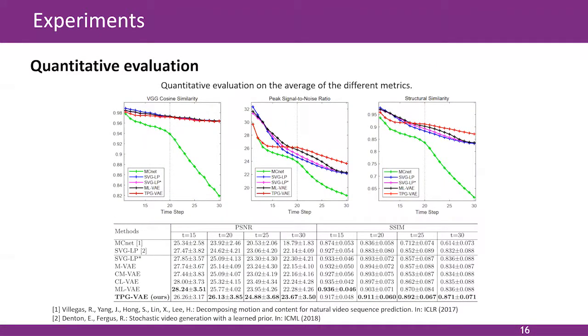Here are the quantitative results. Concerning VGG cosine similarity, MCNet shows the worst curve because of the lowest generation quality, while other methods behave similarly. The reason might be that the frames with good quality are similar to each other on a perceptual level. For PSNR and SSIM, all methods maintain a relatively high level at the beginning, while deteriorating as going further into the future.